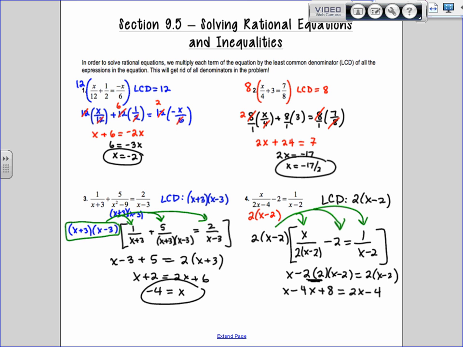Yes? On the last one, if you multiply by 2 times x minus 2, would the x minus 2 cancel out? Oh, yes, you're right. Thank you. So yes, you do get 2 here. She's getting a bonus point.